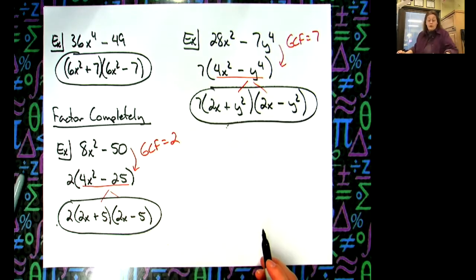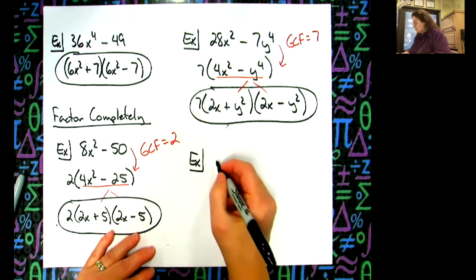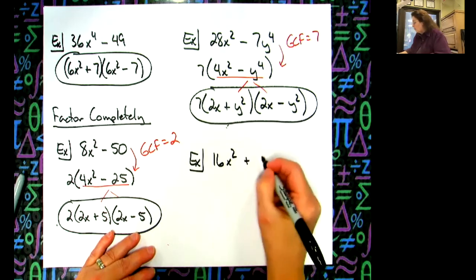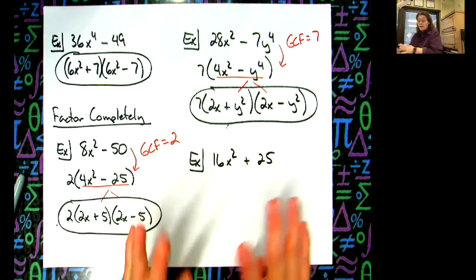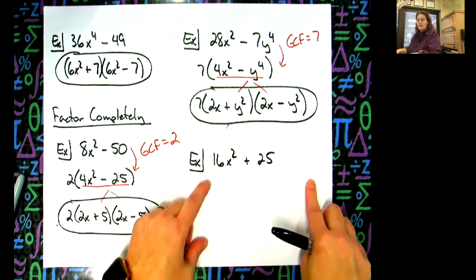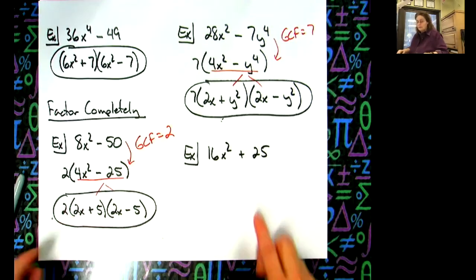Now, so far, everyone I have given you has definitely been able to be factored. They will try to trick you to see if you're paying attention. They'll give you something like 16x squared plus 25. If you're not paying attention, you're going to say, yep, I got two terms, I can take the square root of 16x squared, I can take the square root of 25, and so you might try to factor this. Somebody tell me why I cannot factor this one.